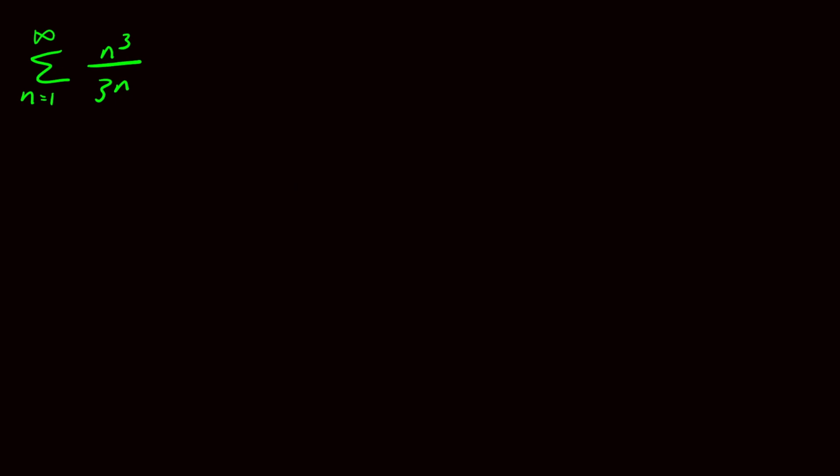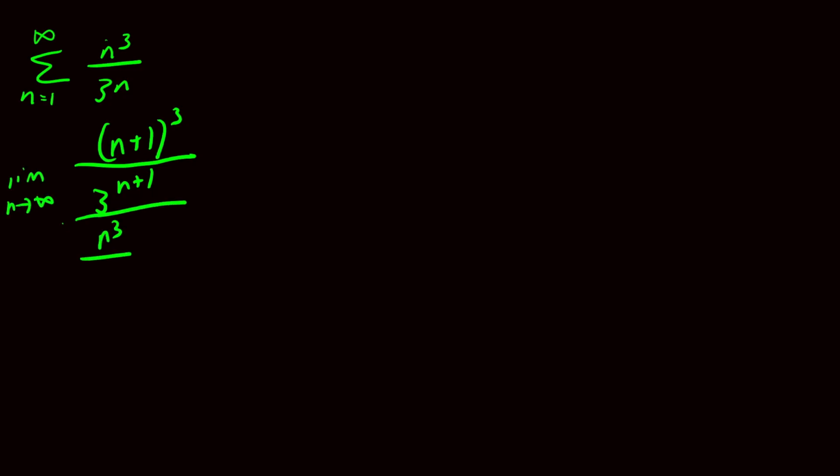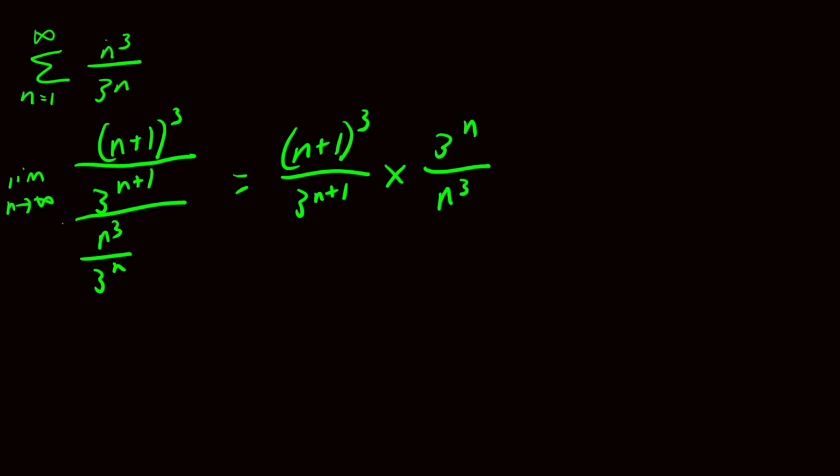Same thing. n cubed over 3 to the n. Well, remember, instead of where the n's are, we just put n plus 1. So n plus 1 cubed over 3 to the n plus 1. Never forget the limit sign. They grade you on the limit sign. So n cubed over 3 to the n equals n plus 1 cubed over 3 to the n plus 1. If you divide something, you multiply by its reciprocal, so it's 3 to the n over n cubed. Okay. Now, this one's a little bit trickier.